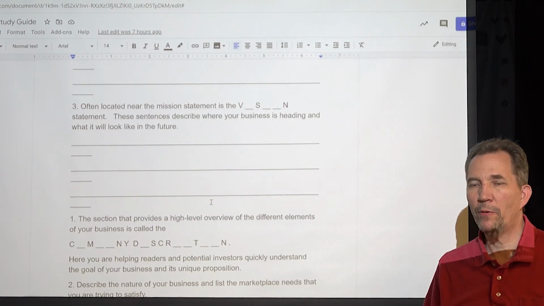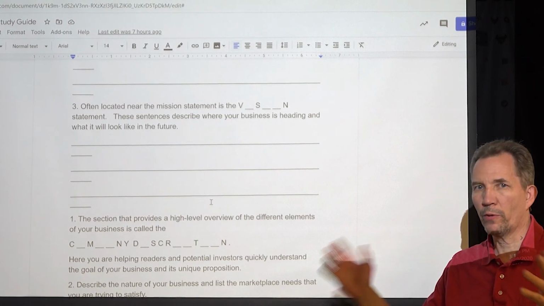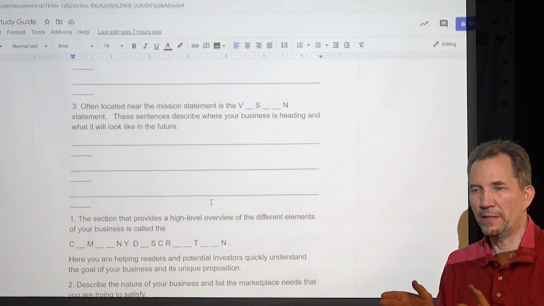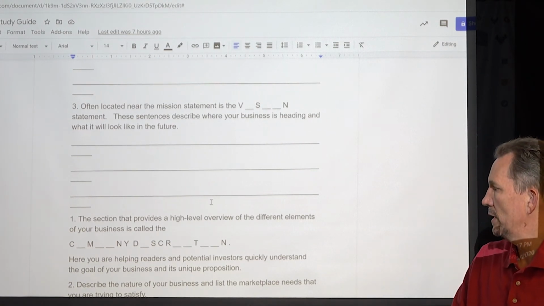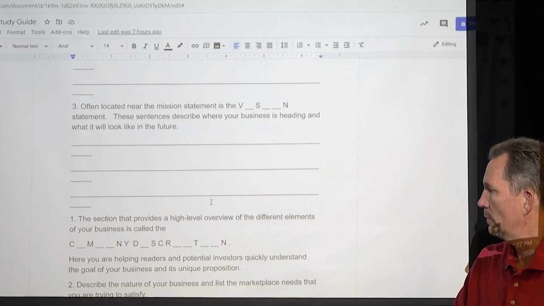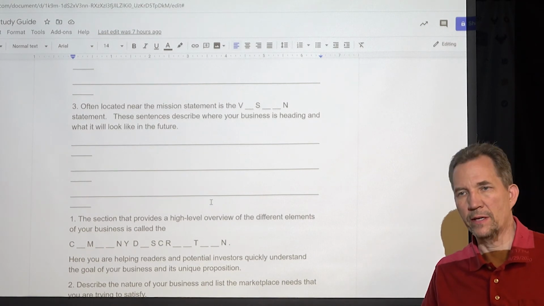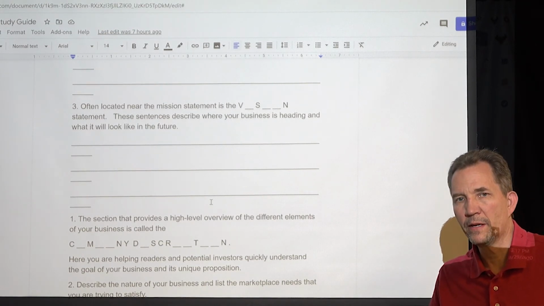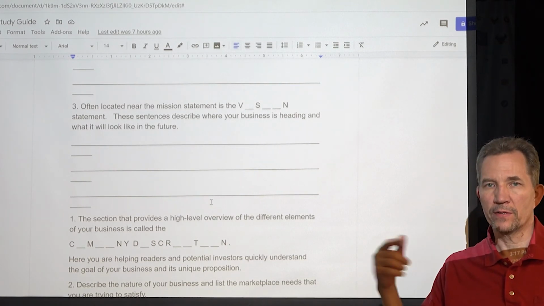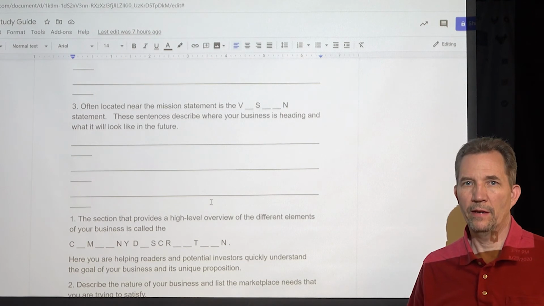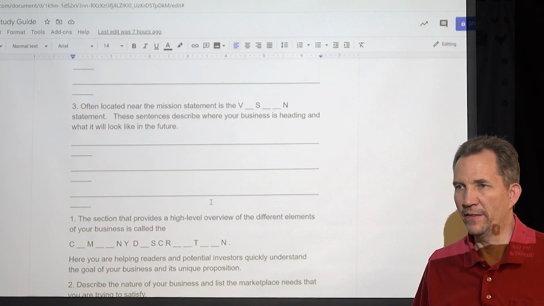You could probably get away with doing something that you think really hits your investor, your board of directors, the way they want to be talked to. This is traditional. Okay, so here you're helping readers and potential investors quickly understand the goal of your business and its unique proposition. Remember, we talked about the unique value proposition or the unique selling proposition. What is it about your rollerblades that is unique? Well, instead of just 4 wheels, you guys have 20 tiny little wheels that just fly. I doubt that's even possible.